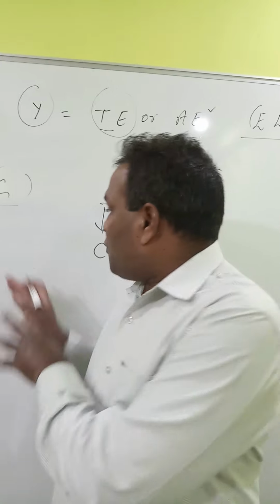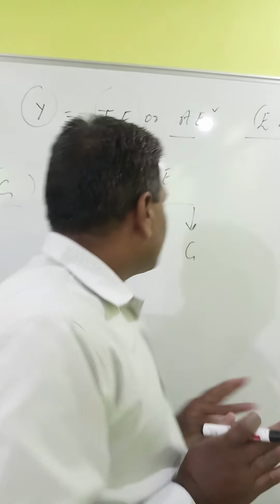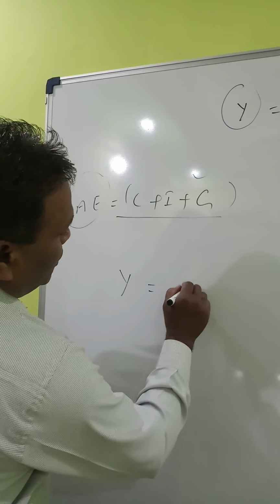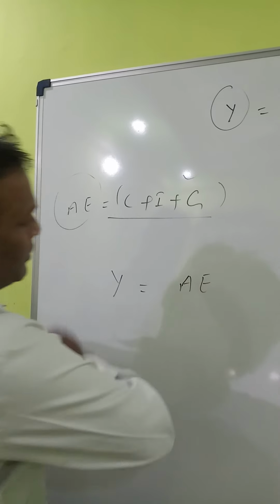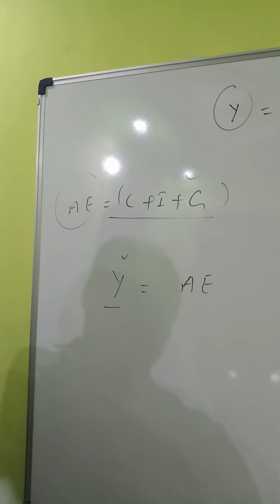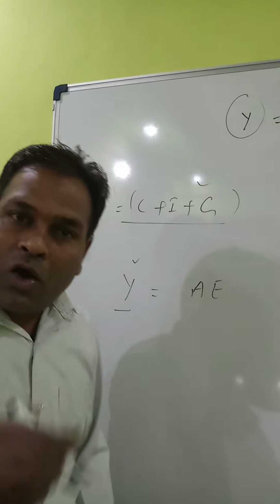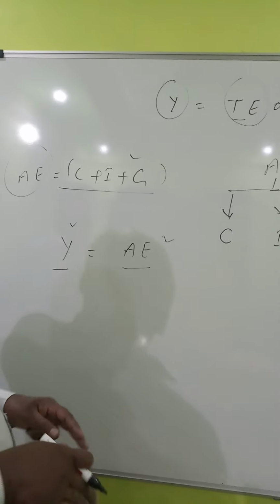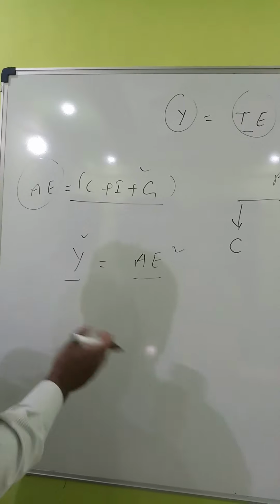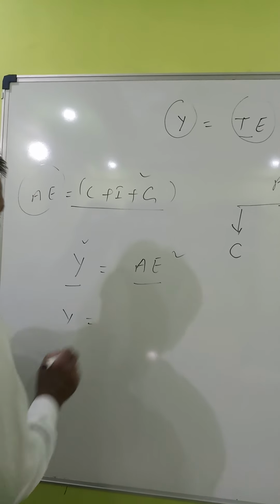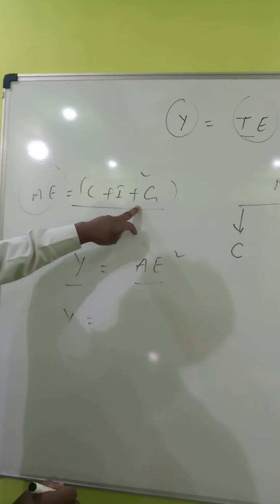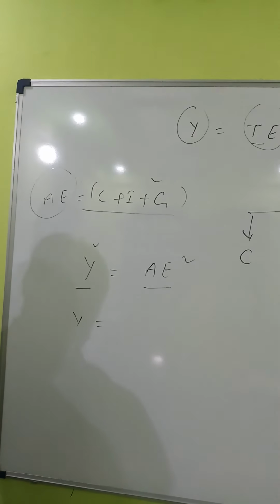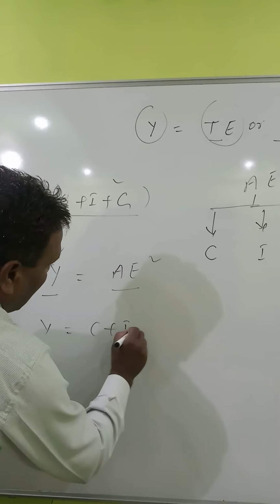Therefore, this equation may be easily written as follows. Y is equal to aggregate expenditure, because here Y stands for total income or level of income. Aggregate expenditure, we have already told you, has been divided into three parts. Therefore, we can replace AE, aggregate expenditure, with C plus I plus G. Then the equation will be Y is equal to C plus I plus G.